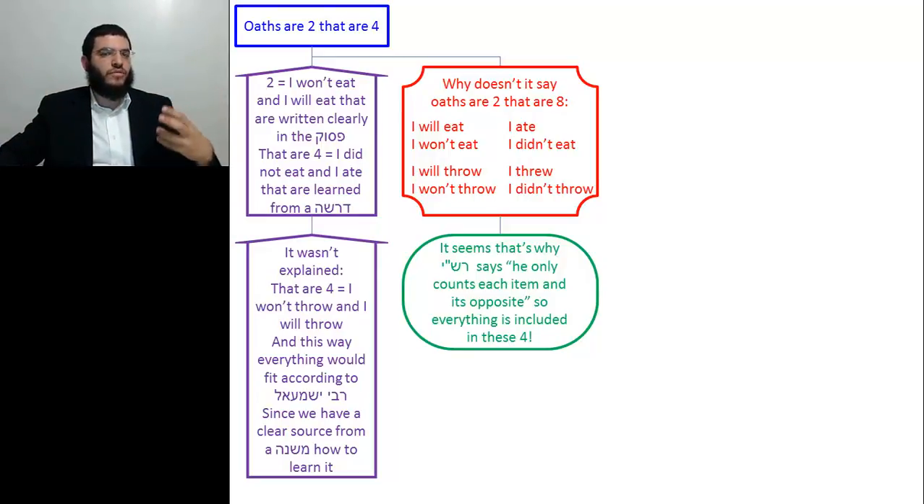In other words, Rashi says, Davar v'chilufay. It's only teaching one thing and its opposite. And you could apply the same to all other things, to throwing or anything else. And therefore, when the Mishnah says 4 cases, it's including in it all cases.